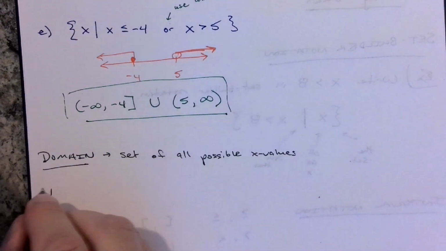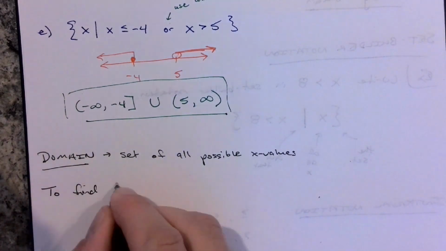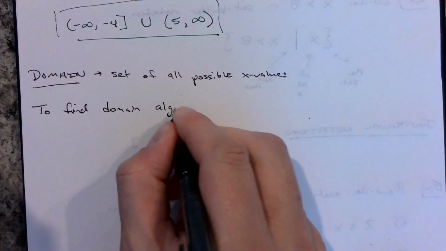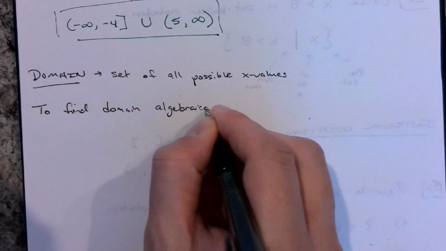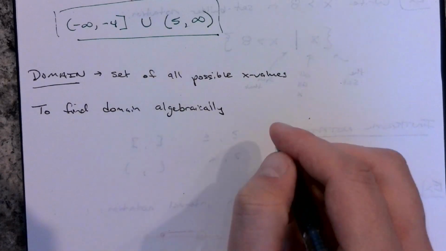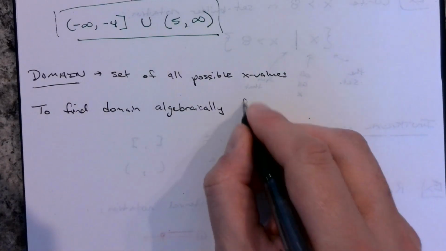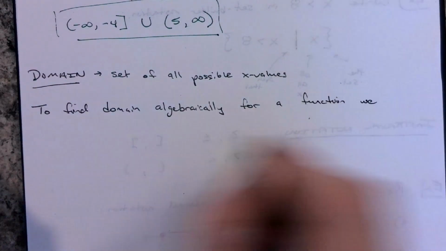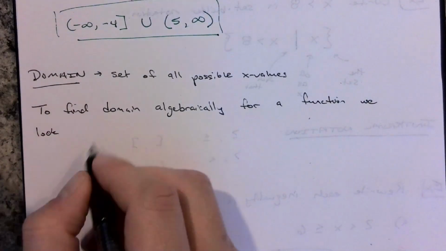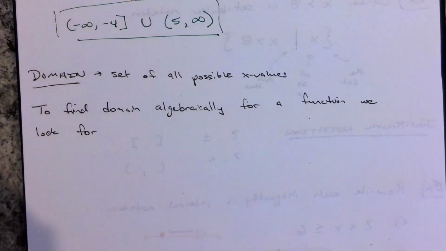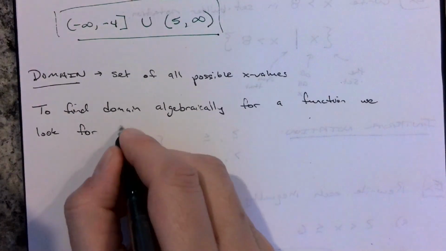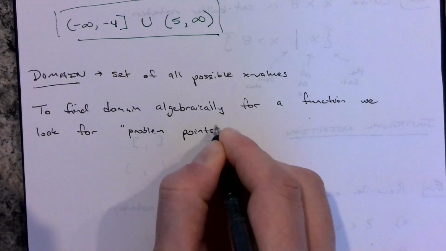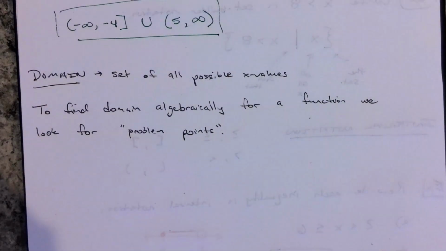So to find domain algebraically for a function, we look for what I will call problem points. Now that's not an official mathematical term, it's kind of just a way to think about it. So I'm looking for problem points.